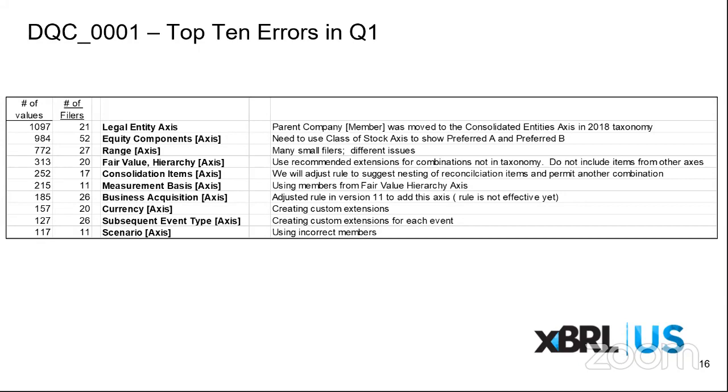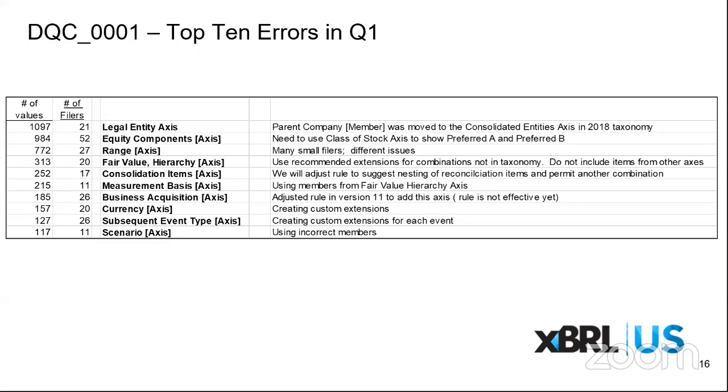Another common error, the second one here, is the use of the equity components axis to differentiate classes of stock. When there are two classes of preferred stock, such as preferred A and preferred B, the filer should use the preferred stock member on the equity components axis and also use the class of stock axis to differentiate preferred A and preferred B. Two axes need to be used. Let me quickly go through the rest of these errors.